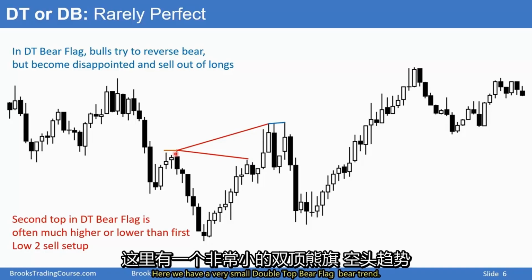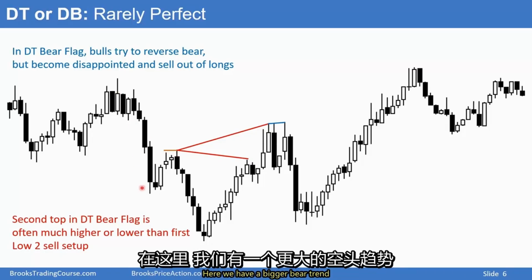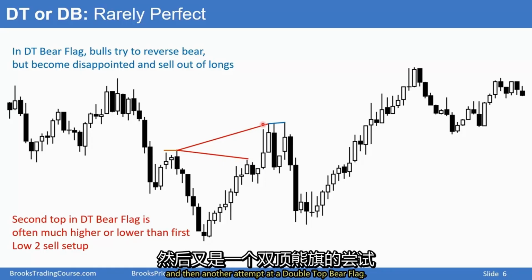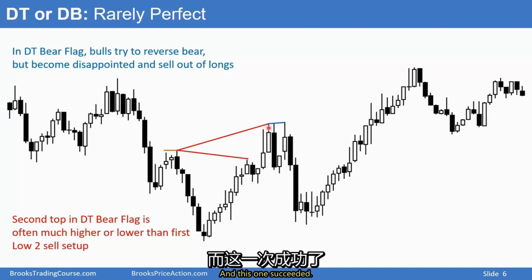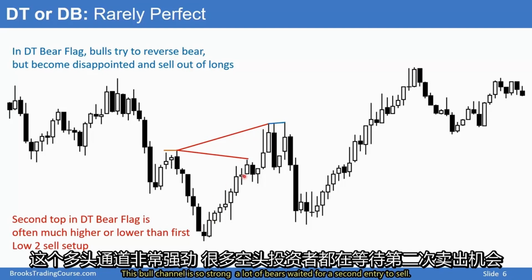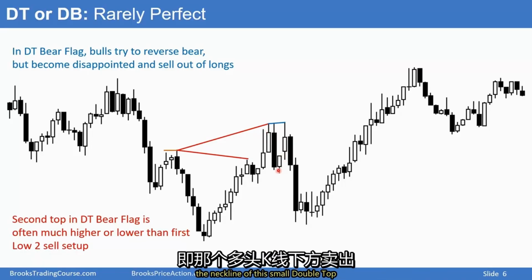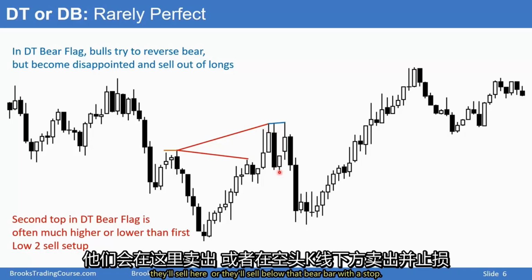Here we have a very small double top bear flag, bear trend. Here we have a bigger bear trend and an attempt at a double top bear flag, and then another attempt at a double top bear flag, and this one succeeded. This bull channel is so strong, a lot of bears waited for a second entry to sell. So they'll sell either below that bull bar, the neckline of this small double top, they'll sell here, or they'll sell below that bear bar with the stop.